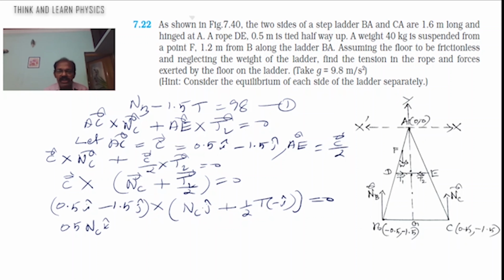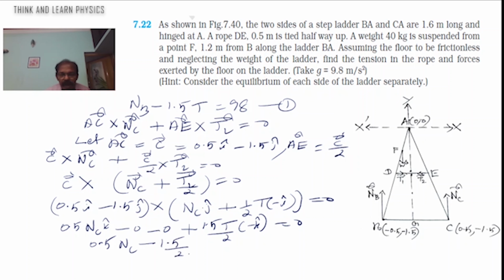Now i cross i becomes 0. Now minus 1.5 j cap into NC j cap means 0. Then minus into minus plus 1.5 T by 2 into j cross i means minus k. So minus k cap equals 0. That means 0.5 NC minus 1.5 by 2 T equals 0. Multiplying both by two, we get NC minus 1.5 T equals 0. Let this be equation 2.